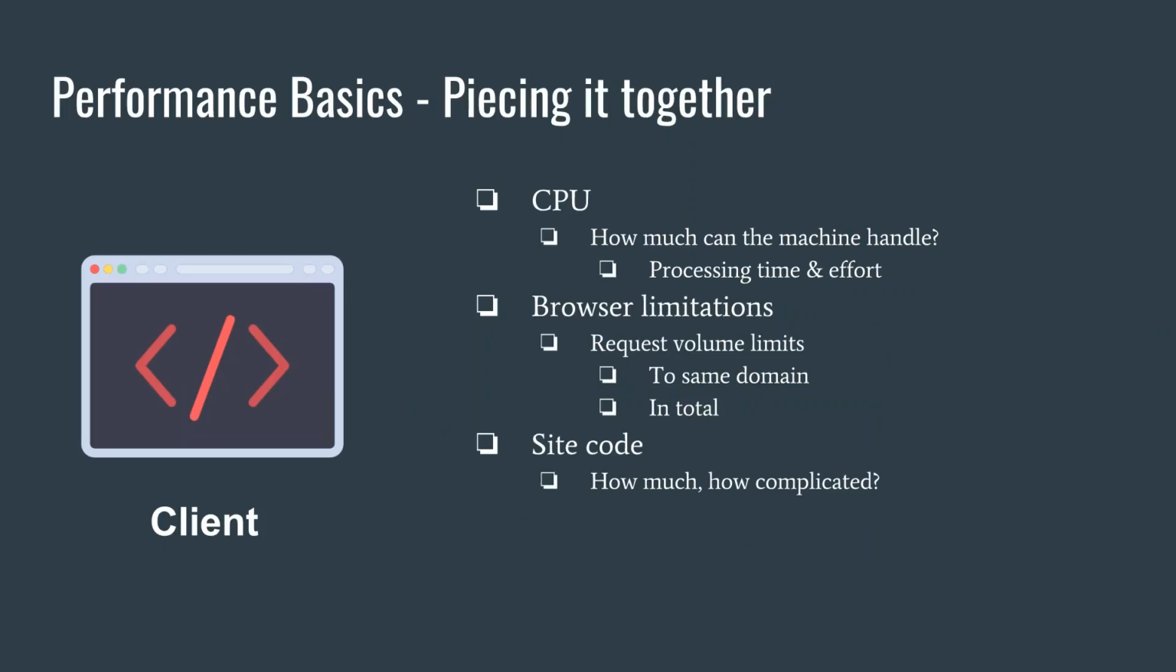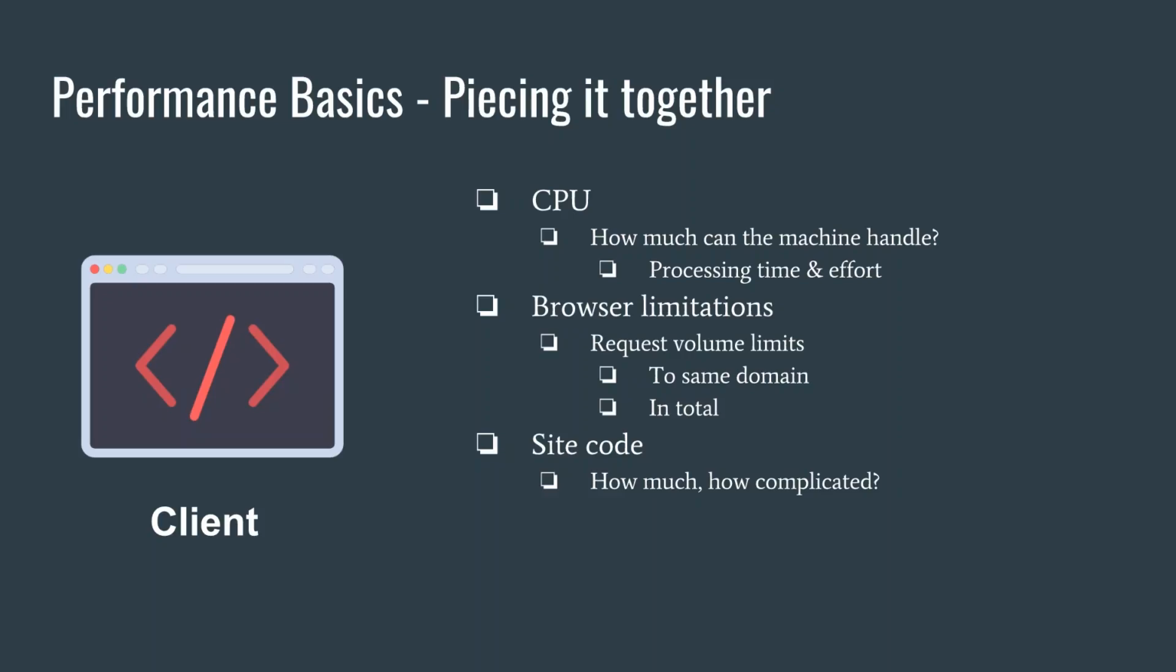So on the client side, what really affects performance? The first thing is the CPU. How much can the machine handle in terms of processing time and effort? Like I mentioned before, when we went through the definition, the CPU is like your engine. Think about it in the car context, or even if you're running: your engine can handle only so much. The more strain you put on it, the more you try to get it to do.